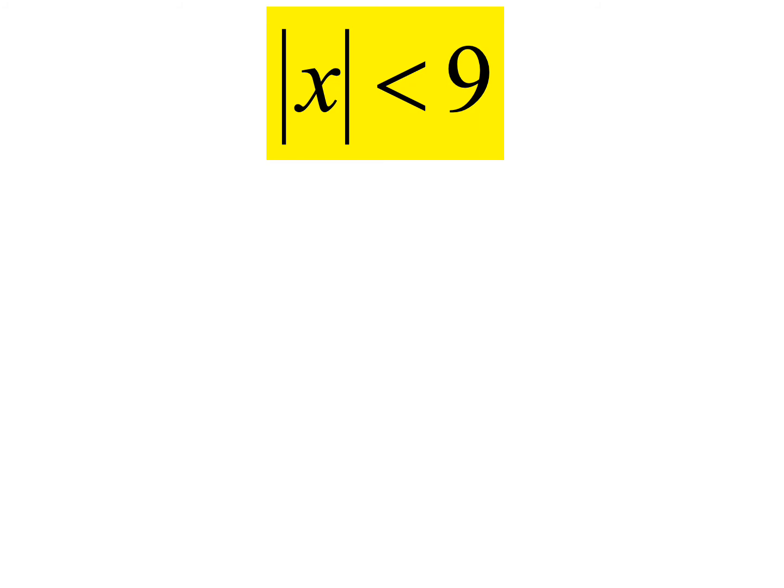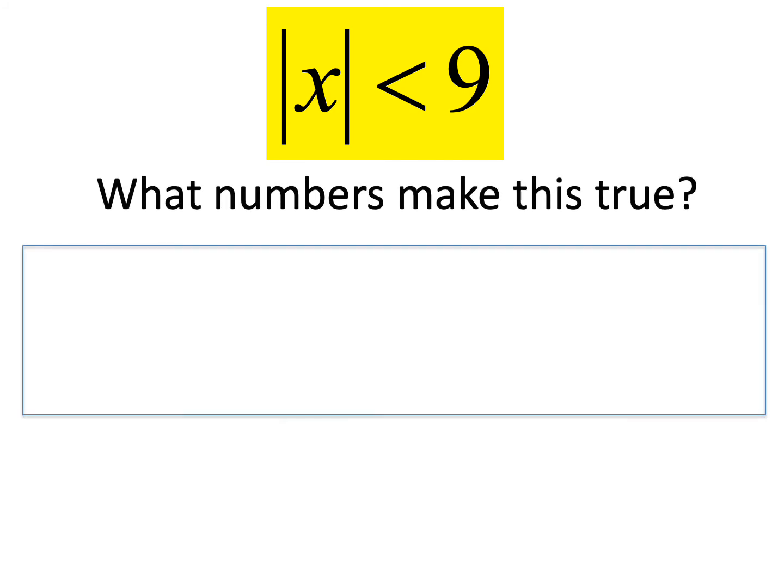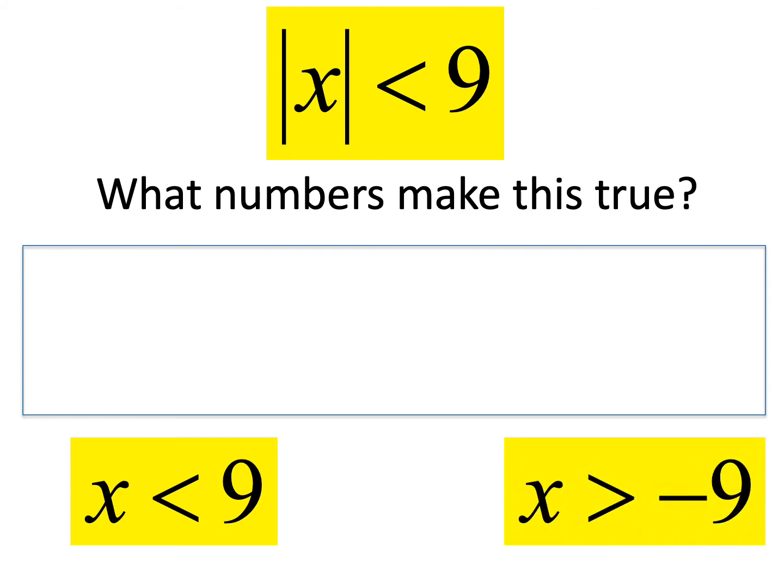So even though we know -10 is less than 9, if we put -10 in there and take the absolute value of negative 10, you get 10. So 10 isn't smaller than 9. In this case, while there are an infinite number of answers, they're very unique. We've got to figure out what would happen. So what numbers would make this true? Well, those would be any number that's smaller than 9 but bigger than negative 9.